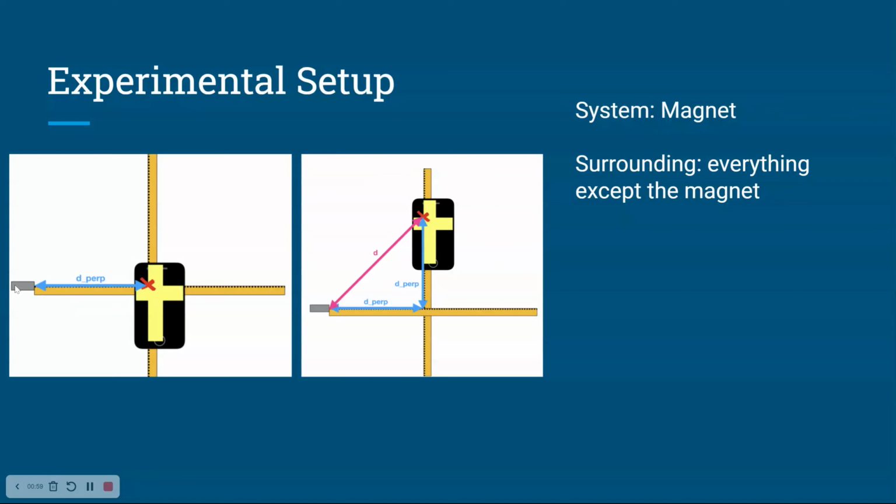So for the experimental setup here, these are just two images kind of showing what happens. The gray bar is, of course, the magnet, and then the phone with the magnetometer to measure the magnetic field. So we'll do some in-axis, as you can see on the left, and then some perpendicular, as we can see on the right image. For this, our system will just be the magnet, and the surroundings is going to be everything else.